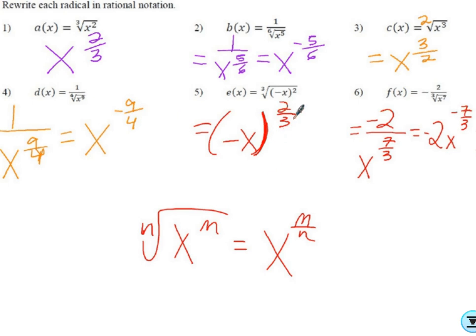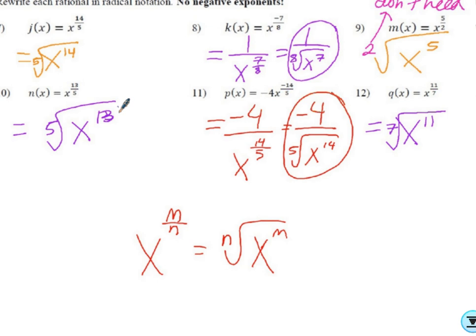For number 5, it's important to note that the negative x is in parentheses, so that is being raised to the 2/3 power here. Make sure it's still in parentheses. And then you've got a negative 2 here over the cube root of x to the 7th. If you just want to put it in rational notation, it's negative 2 over x to the 7/3. But if you want a power function, it's negative 2x to the negative 7/3 power.